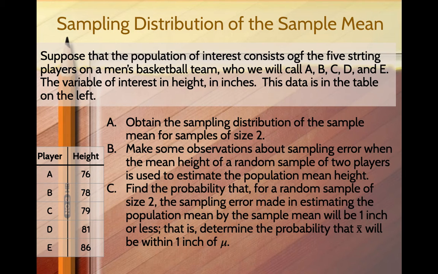We're going to make some observations and then find the probability that for a random sample of size 2, the sampling error made will be 1 inch or less. Or in other words, what is the probability that if I pick 2 people off of this team and find their average height, I will be within 1 inch of the average height for the team? So that's what we're going to do.